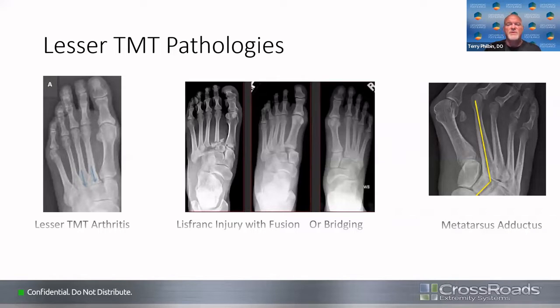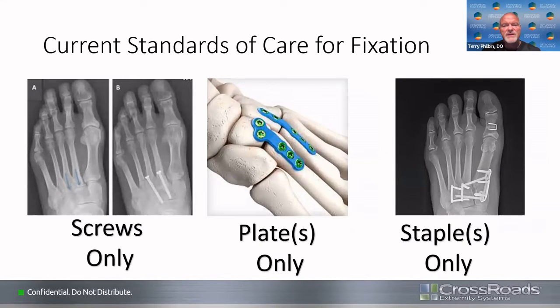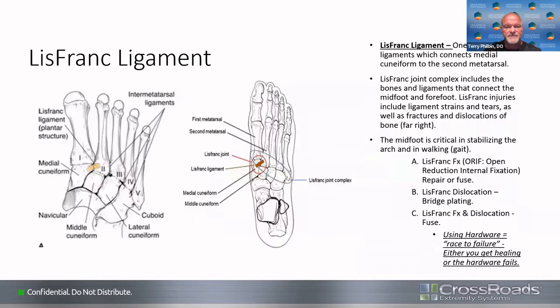And then we'll go into a little bit about metatarsus adductus and how that plays into things. Actually, it goes hand in hand in many cases with some of the first TMT pathology that we'll see. When we look at the different options for fixation, we can look at using screws only, plates only, and then sometimes staples only.